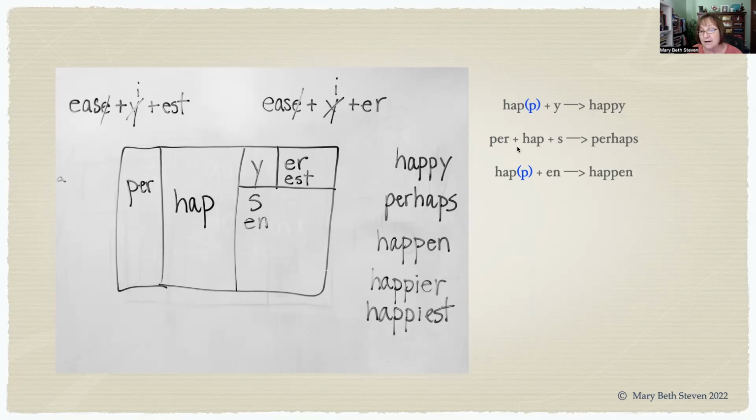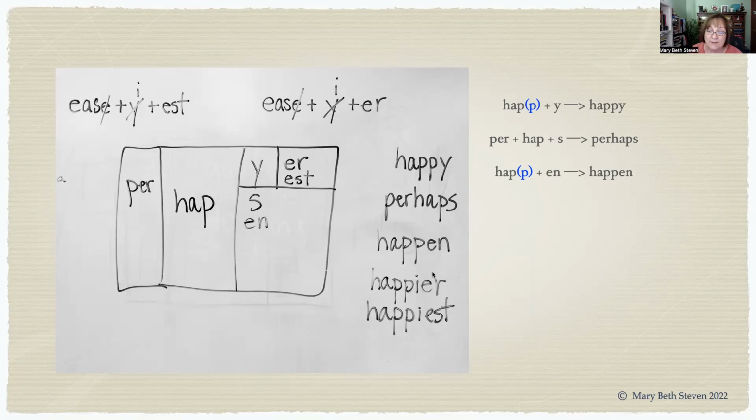Here, PER plus HAP plus S is rewritten as, check the joins, nothing between the prefix and the base. Here we're adding a consonant suffix, so no change, is rewritten as PER, HAP, S. There's that slight pause between morphemes again, right?